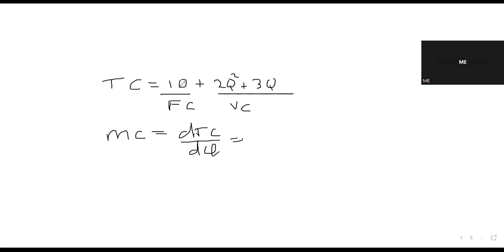So when differentiated, the constant is 0. 2q squared when differentiated: multiply 2 times 2 is 4, and we subtract 1 from the power, so we have 4q. Then 3q when differentiated is going to be 3.